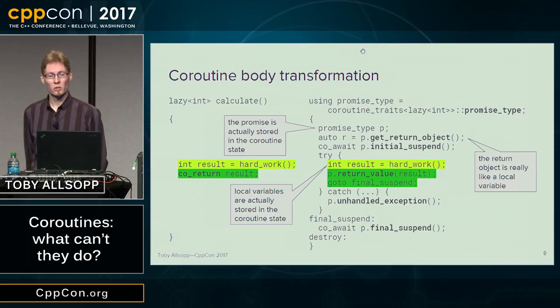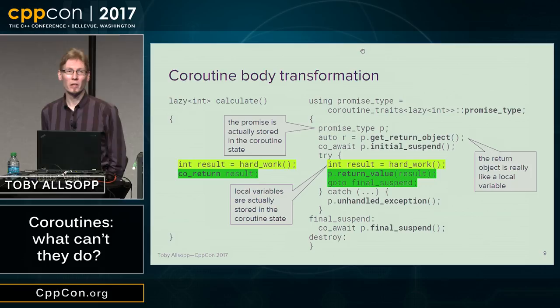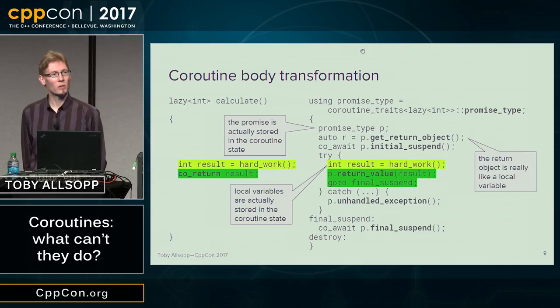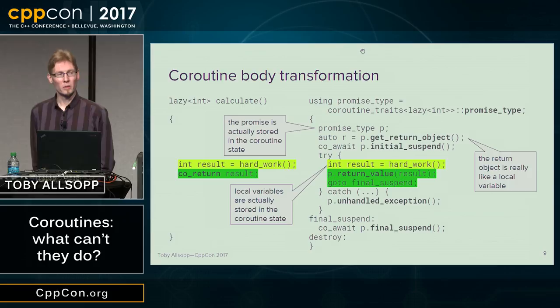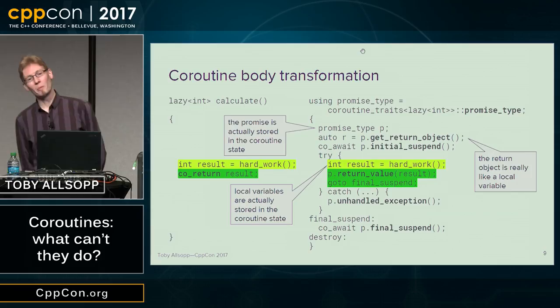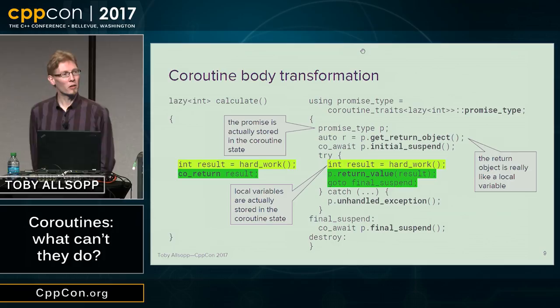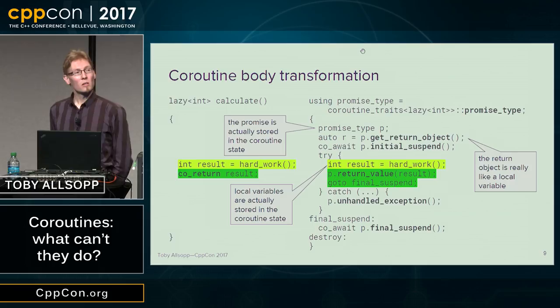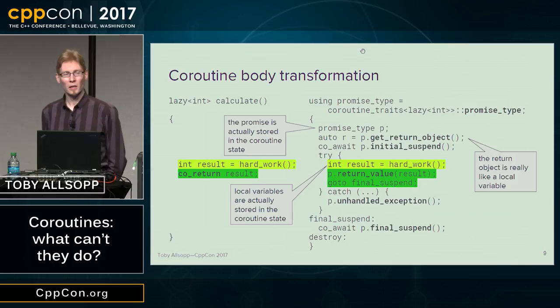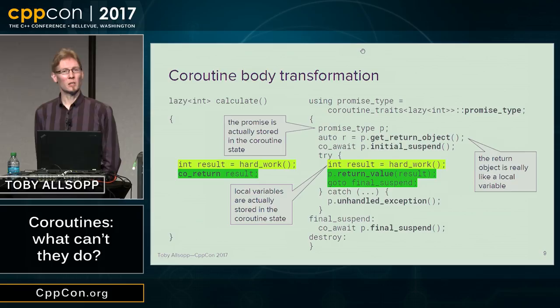So the first thing it does is it needs to find out the promise type. So that is the primary customization point for a coroutine. So it looks that up using this class template called coroutine traits. So it feeds into that as template parameters the return type of the coroutine and the types of any parameters. So there are no parameters in this case, which makes it easy. That coroutine trait specialization needs to define a promise type. So then an object of that type is created. It looks like a local variable here, but it's actually stored in something called the coroutine state, which is a separate block of memory. So I'll describe that soon.